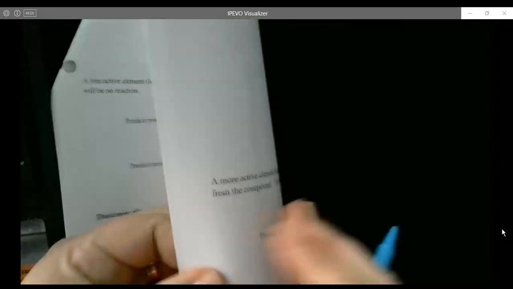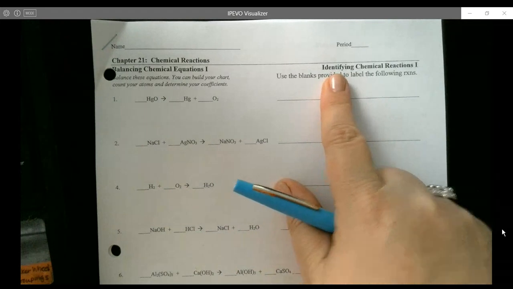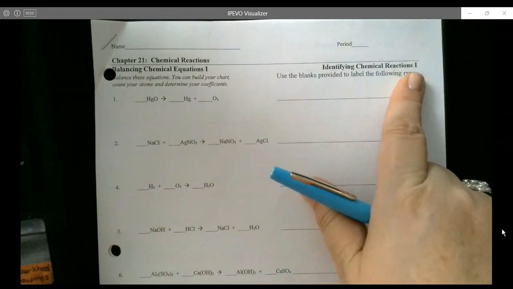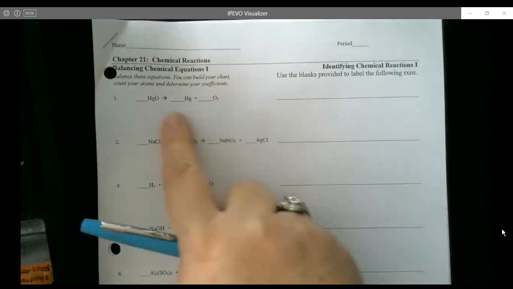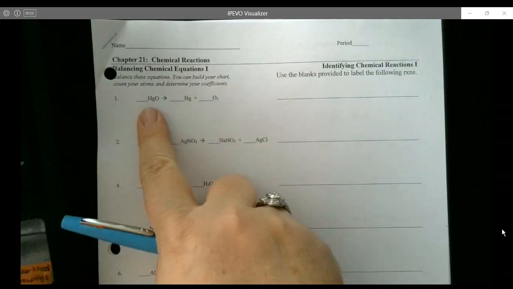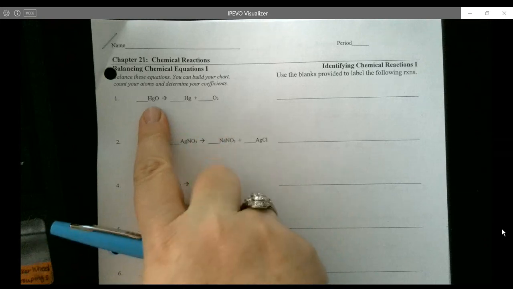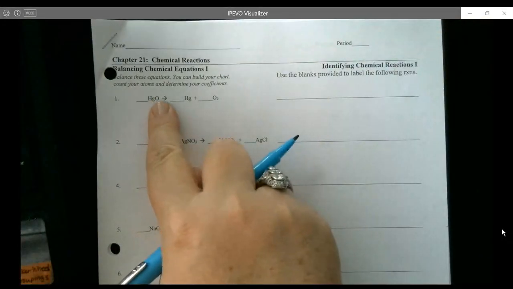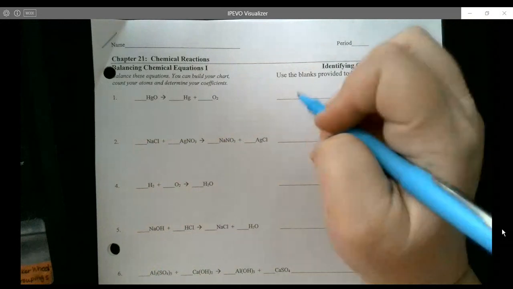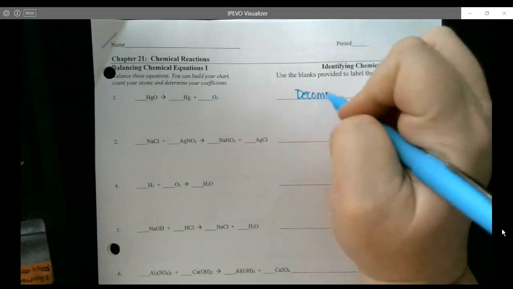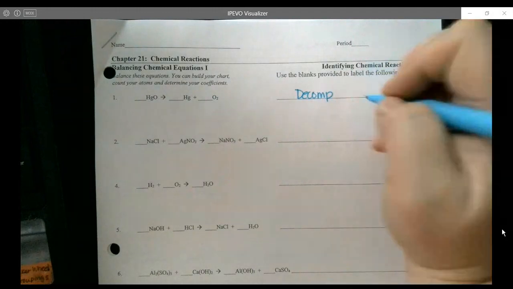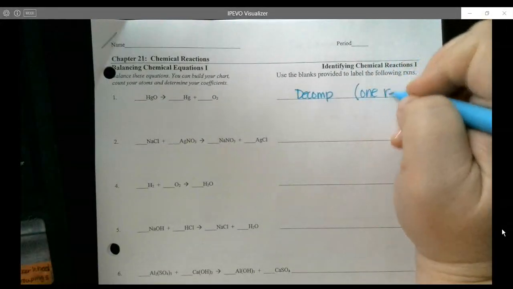Okay, so if you go back to your packet and you flip back here to this front, you say, okay, hey, look, remember those lines Miss Lysick put in this packet on the right-hand side? And she labeled the right-hand side identifying chemical reactions. Well, let's take a look at number 1. What kind of reaction is this? If I look here and I'm trying to figure it out, I see one reactant. So I'm going to say that this is a decomposition. Okay? And my key is one reactant.